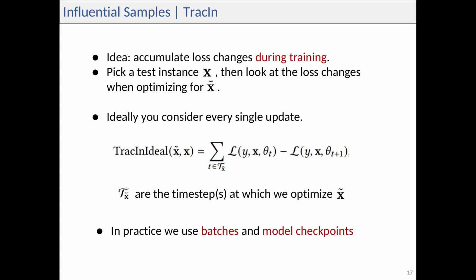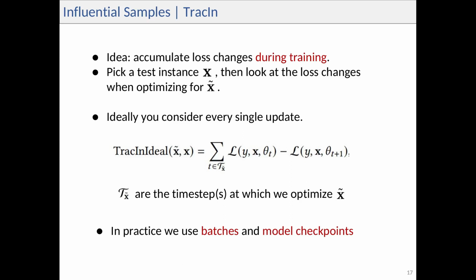Now, of course, you don't do that. That would be very, very complex to do every single time. What is actually a bit more practical is to accumulate loss changes during training. So let's say you pick a test instance X. I have some of these test instances, and for each of them I want to keep track of what the most influential samples for it are.